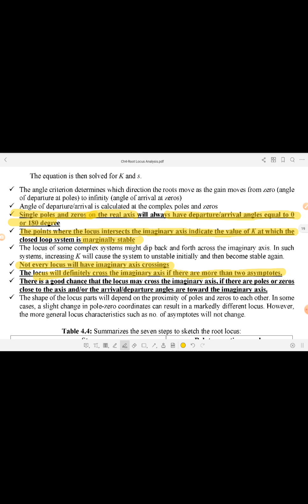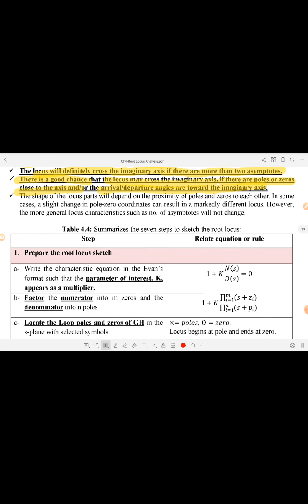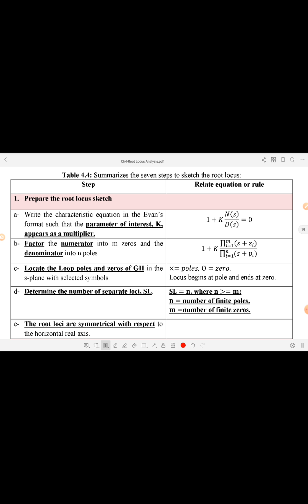And there is a good chance that the root locus may cross the imaginary axis if there are poles or zeros close to the imaginary axis and the angles of arrival or departure are directed toward the imaginary axis. So in this way we have covered the most important notes that were not covered previously, and now we will summarize the 7 steps of sketching any root locus.